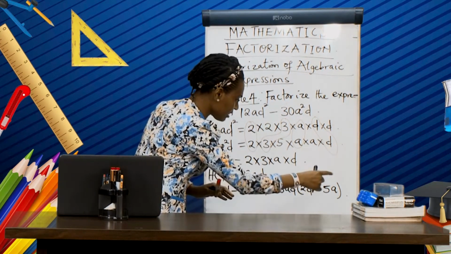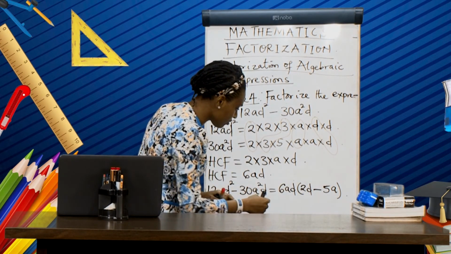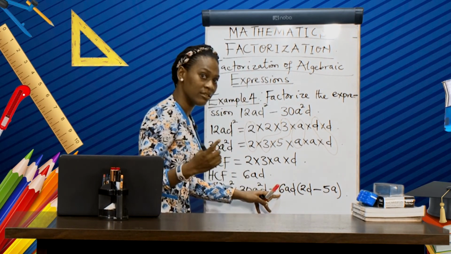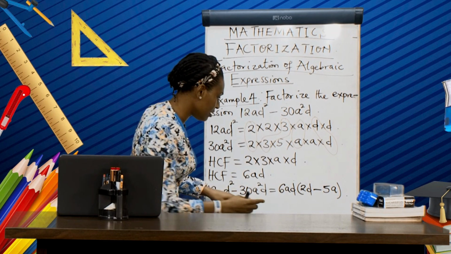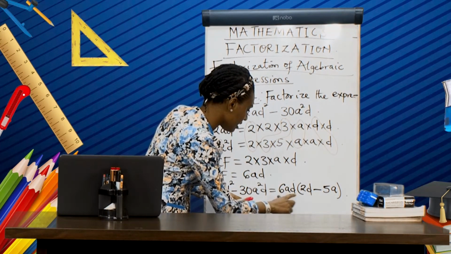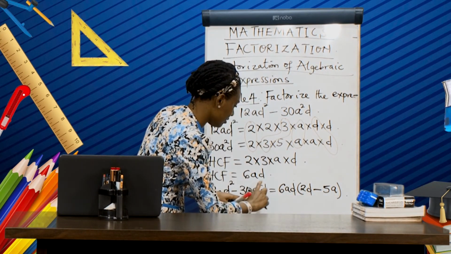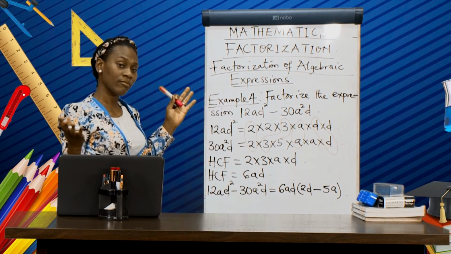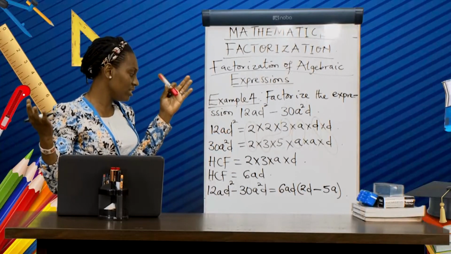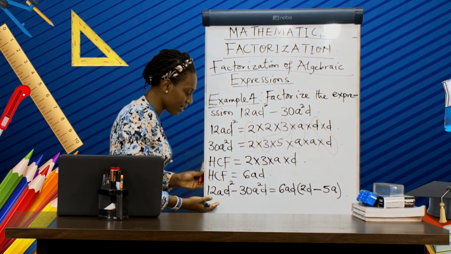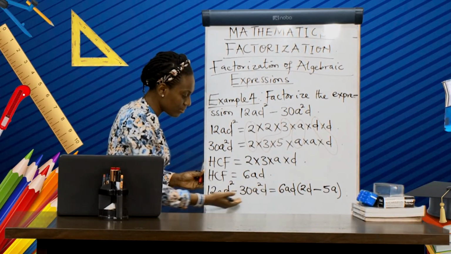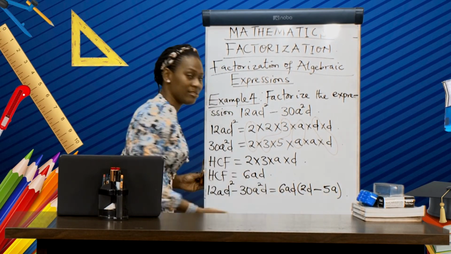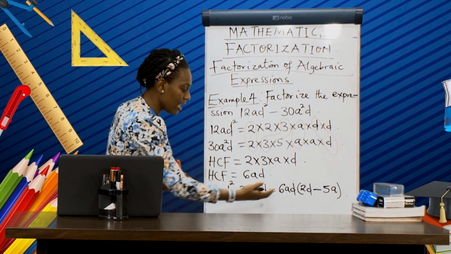Now let's check the second part of the expression. Let's see if we are correct. 6 times 5 is 30. We have our 30. Then we have a times a is a squared. Then we have d out here. So it means that we have done the right thing. So in other words, we've been able to write out this expression as this. So you can use any of this.